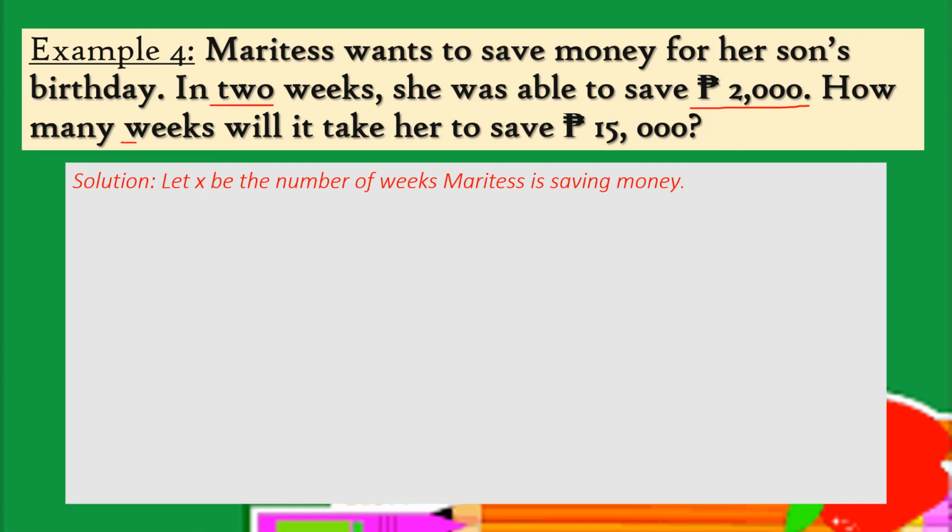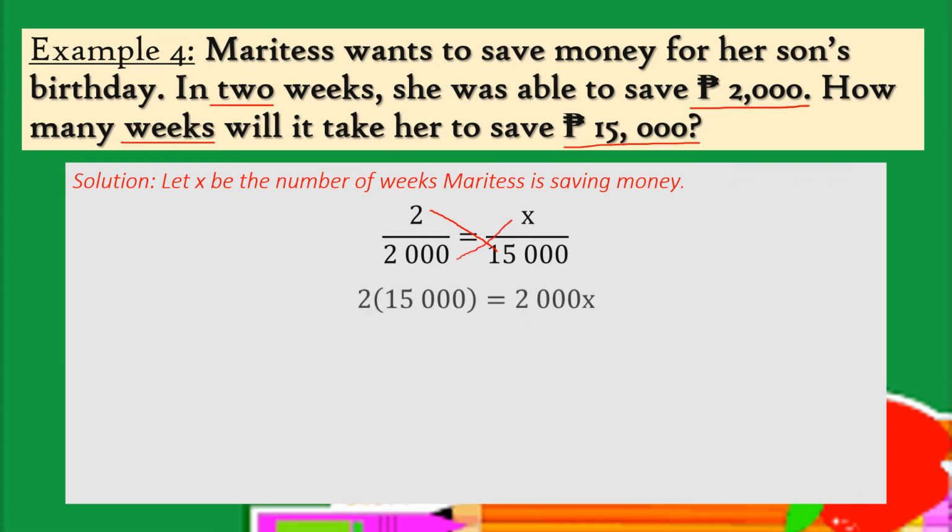So we are solving for weeks, and let x be the number of weeks Marites is saving money. And the money that she needs to save is 15,000 pesos. So we have the ratio x is to 15,000. To solve this proportion, we will have the cross multiplication again. We will multiply 2 to 15,000 and 2,000 will be multiplied to x. So we have this working equation. 2 times 15,000 is equal to 2,000x.